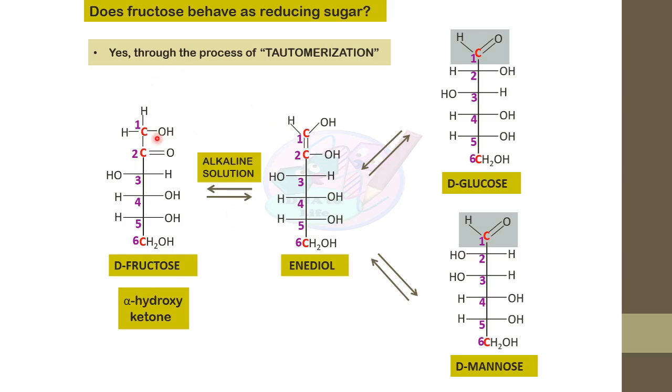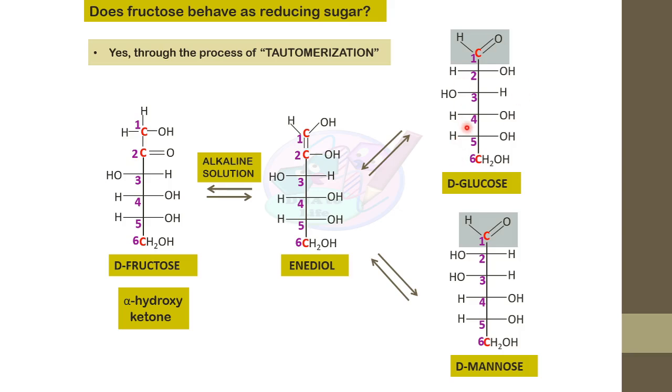Because of the presence of this hydroxyl group in alkaline solution, it undergoes the process of tautomerization and is converted to an intermediate enediol, where the double bond and hydrogen atom shift. If you look here, this double bond is shifted here and this hydrogen is shifted here. So what is an enediol? When two carbons are double bonded and both are attached to a hydroxyl group, it is called an enediol. Now it will get converted to glucose and mannose. If you look here, both glucose and mannose have this aldehyde group.